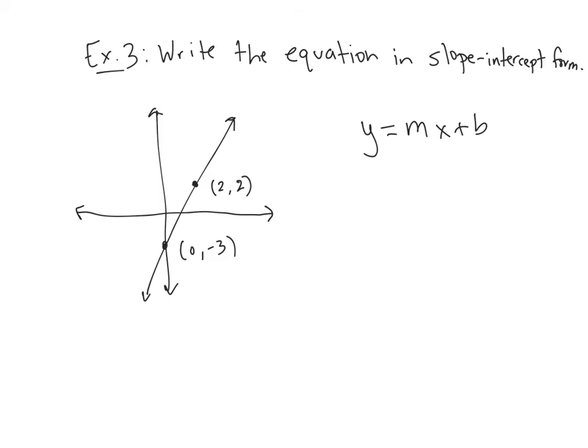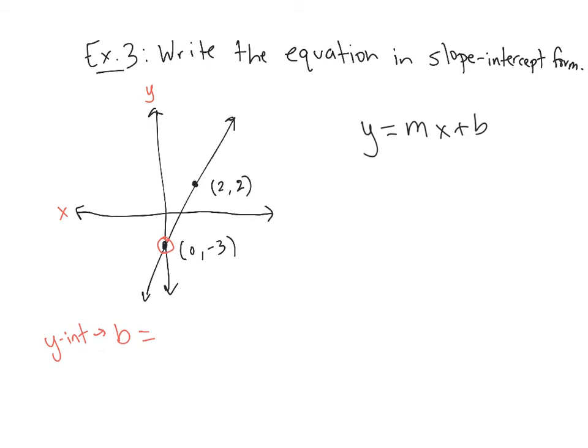Where I'm going to start is with the b. So again, the b is my y-intercept, right? And so the y-intercept is the point where it crosses the y-axis. And in this case, that point is right there, right? My y-axis goes up and down and my x-axis goes left to right.